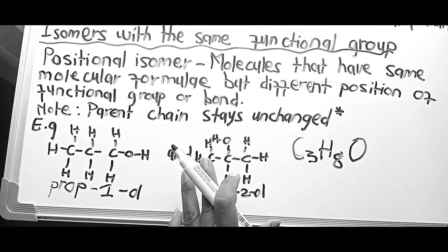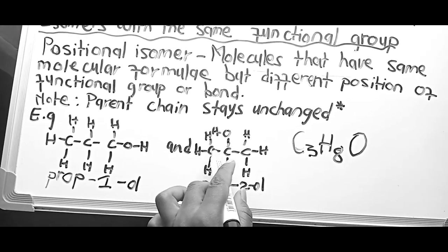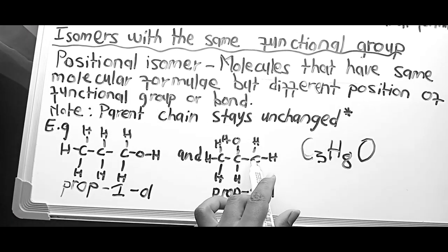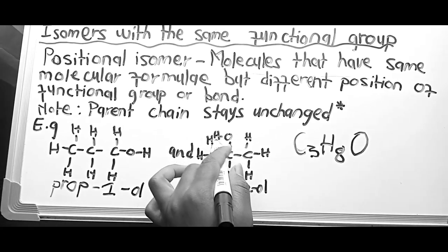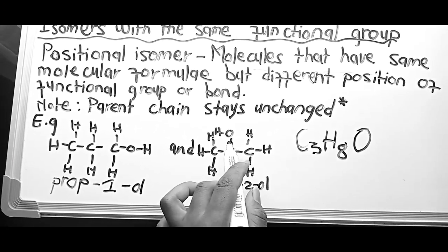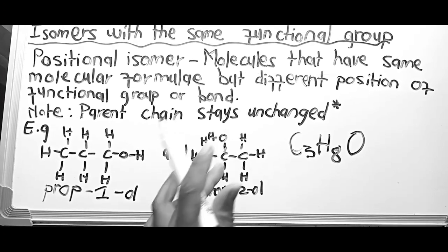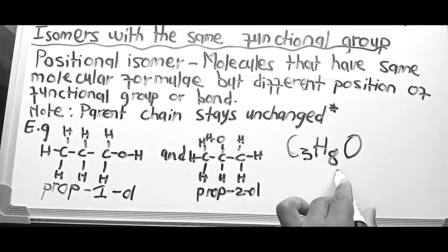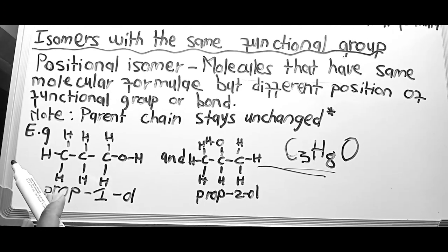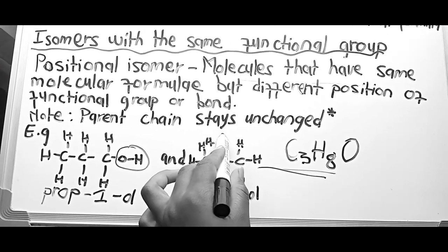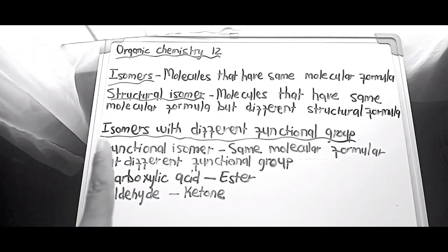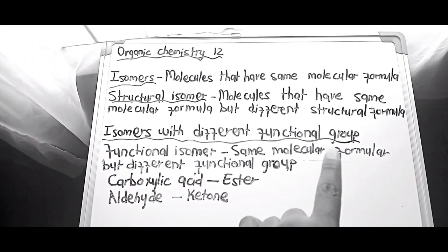How many carbons? We have 1, 2, 3. How many hydrogens? 1, 2, 3, 4, 5, 6, 7, 8. And how many oxygen? We have 1. They have the same molecular formula, but the position of their functional group has changed. So moving forward, we have isomers with different functional group.